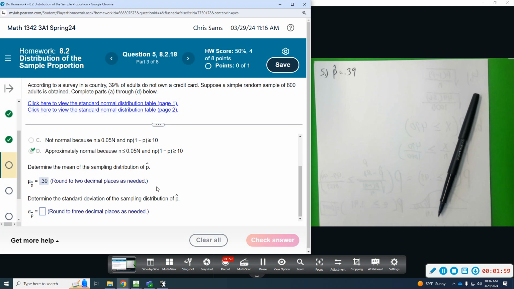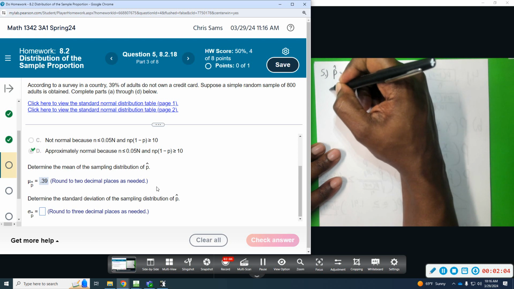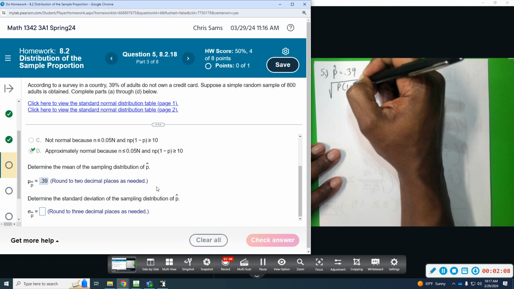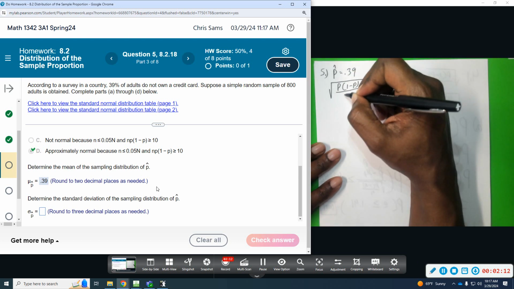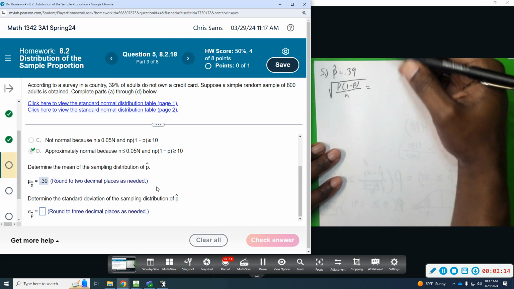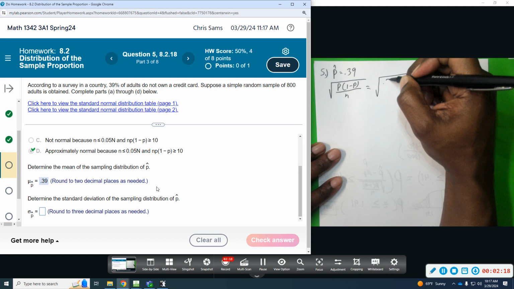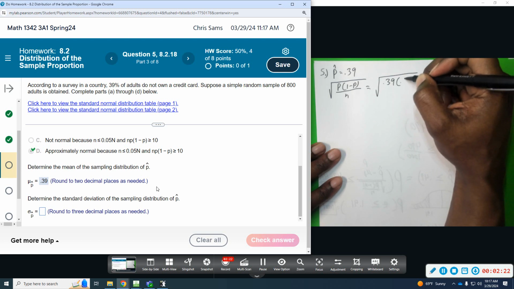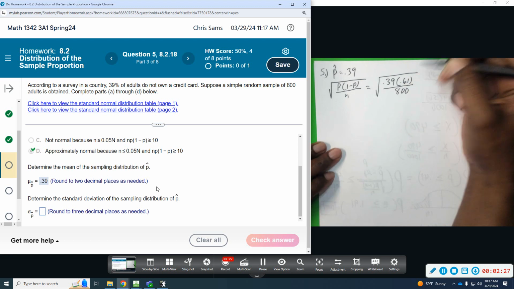Once we have the mean, we can find the standard deviation. Remember, standard deviation is given by the square root of P times 1 minus P divided by the sample size. We do have a sample size of 800. So when we start plugging in these numbers, we have 0.39, and 1 minus 0.39 will give us 0.61. We will divide that by 800, which was our sample size.